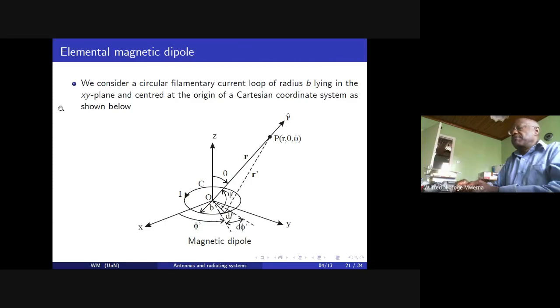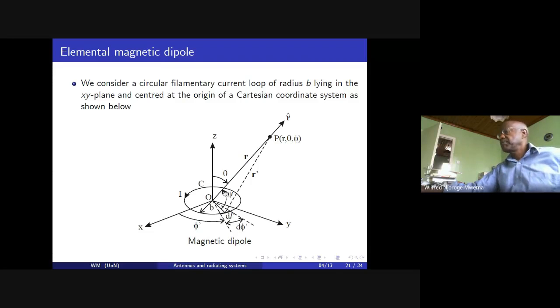So we also have what we call a magnetic dipole, where we can use a current loop instead. So we consider a circular filamentary current loop of radius b lying in the xy plane and centered at the origin of a Cartesian coordinate system, as we have shown here. So our current element is, of course, that circular loop. We are going to take a small element of length along the circular path there, at an angle d phi subtended at the center of the current element. Remember that phi is measured from the positive x axis, that is counterclockwise, if you like, while theta is measured from the positive z and is measured clockwise down towards the xy plane.